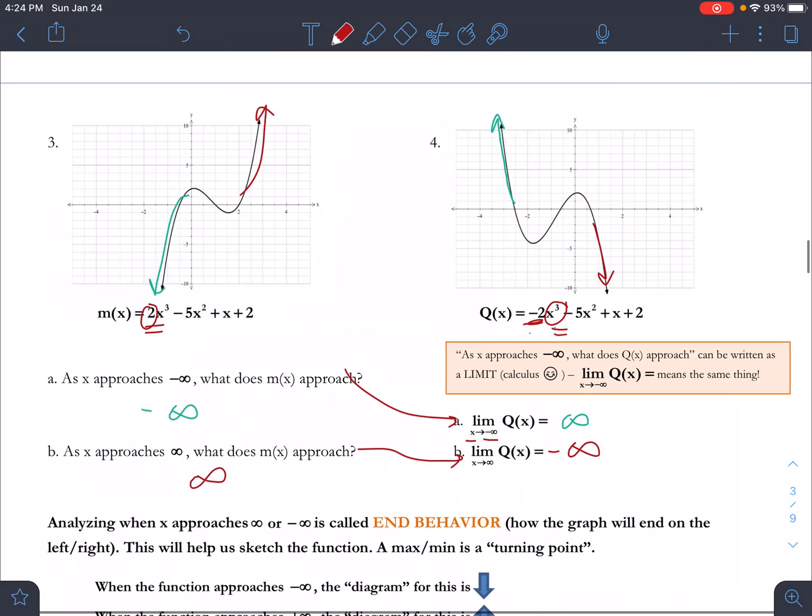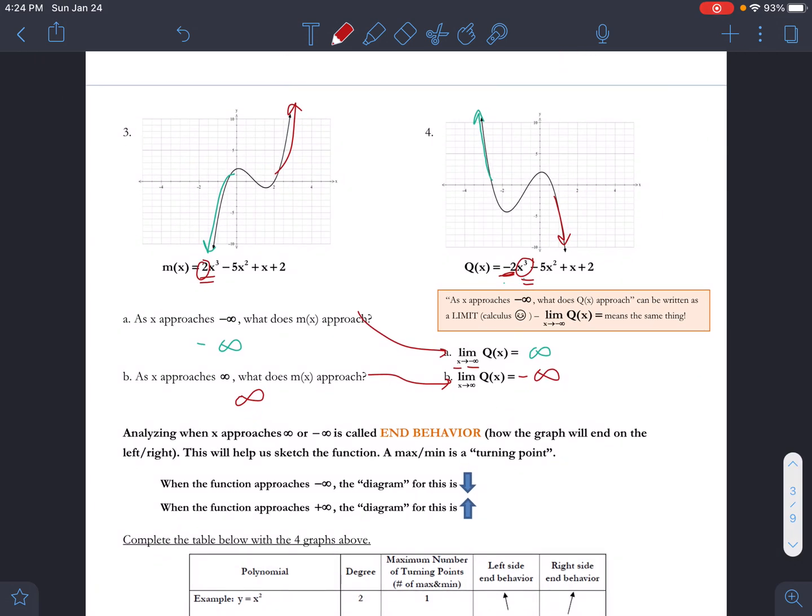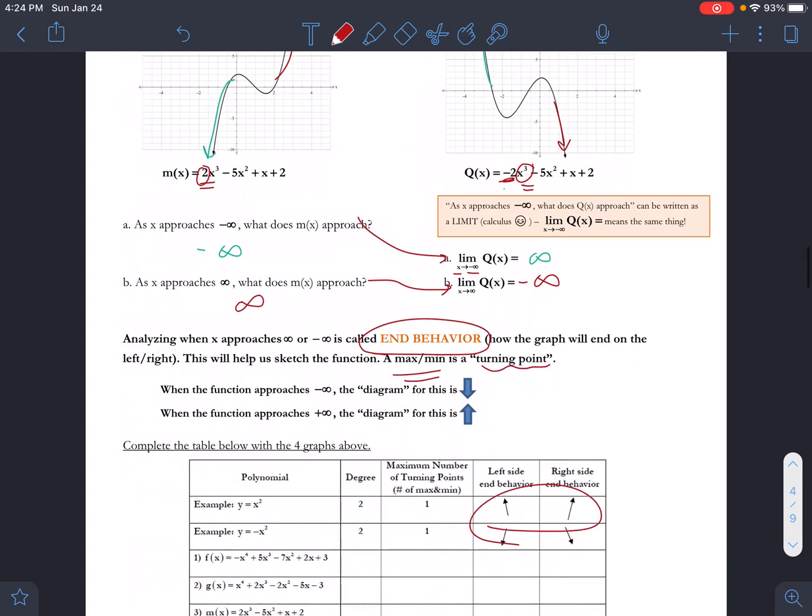Okay, so let's take a look at what happened here, guys. End behavior is this word we're going to use, and I used it briefly. End behavior is what's happening on the left and what's happening on the right. We're also going to use this word turning points. Turning points is a max or a min, so the total number of maxes and mins. When we talk about negative infinity and infinity, we're actually just going to use arrows, like up and down arrows, as you can see here.